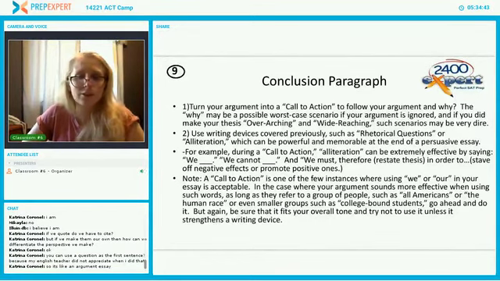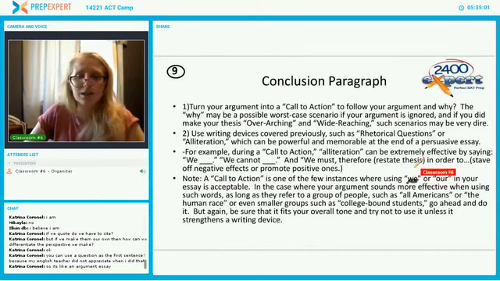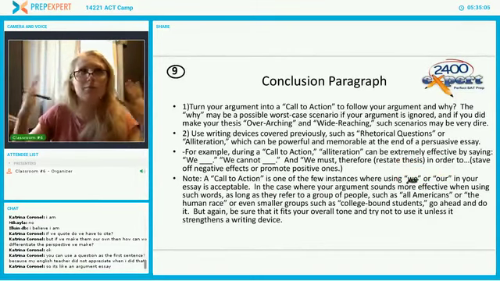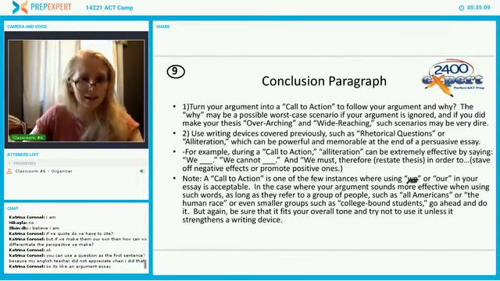You don't have to do this, but these are just some examples of things you can do in a concluding paragraph. Use writing devices covered previously, such as rhetorical questions or alliteration, which can be very powerful and memorable at the end of a persuasive essay. And if you're going to do a call to action, this is a place where a "we" could be appropriate because you're talking about "we" in a very broad sense, not just "we" as in me and my mom, but "we" as in everybody.